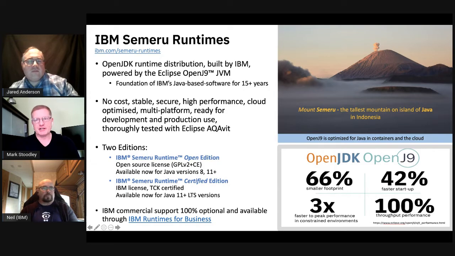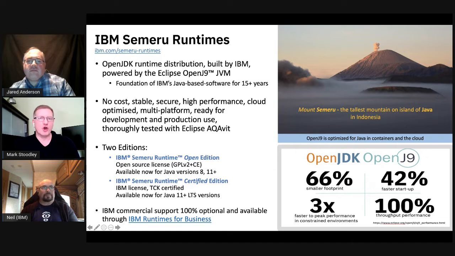On the right side, I've got a small picture here showing you where the name Semeru comes from. Mount Semeru is the tallest mountain on the island of Java in Indonesia. I like to say it's the part of Java that's in the clouds, as an homage to the fact that it really is built for cloud-based performance.